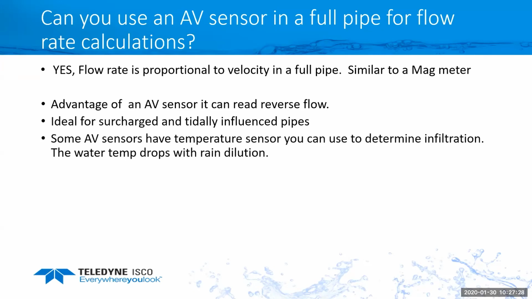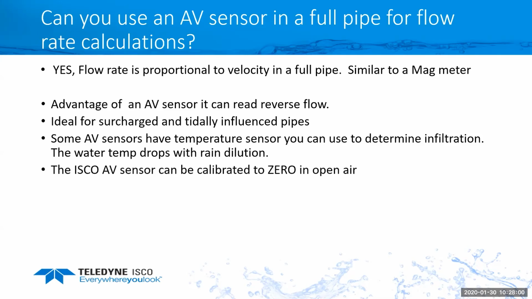Some AV sensors, area velocity sensors, have temperature sensors built in. What's nice about that, and I recommend that you log the temperature, because if you're doing an I&I study and your flow rates change and you see that the temperature starts to drop, that's an indication that you're getting rainfall in your pipe, because you're going to see the temperature drop as your flow rates are changing due to rainfall coming in.